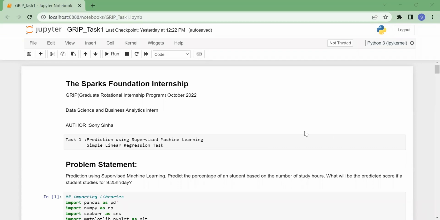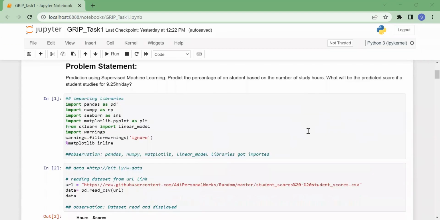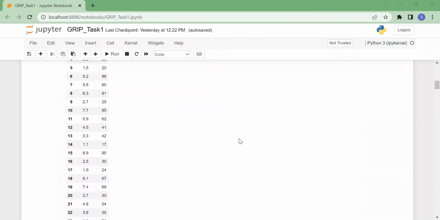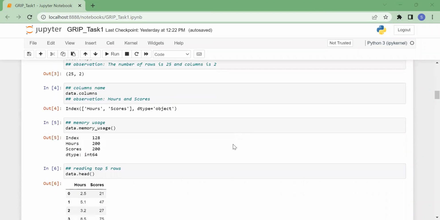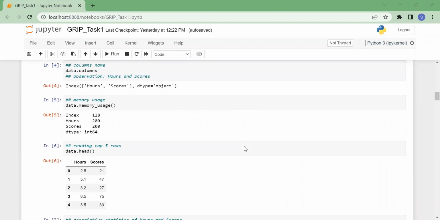I'm going to present my first task of the Sparks Foundation Internship program. The problem statement is: what will be the predicted score if a student studies for 9.25 hours per day? For that, I have imported various libraries needed. I have read my data sets. The number of rows is 25 and the columns is 2.